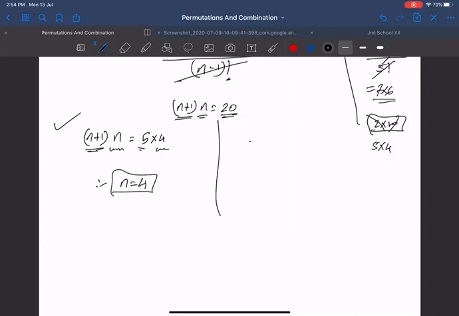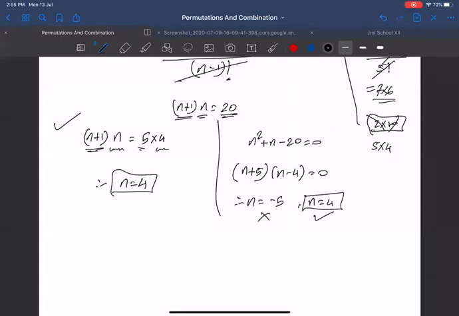But actual way of solving this was n square plus n minus 20 equal to 0 and factorize. So n plus 5 into n minus 4 equal to 0. Therefore n equal to minus 5 or n equal to 4. N cannot be minus 5 because n was a natural number. So it cannot be minus 5, therefore n is equal to 4, and that's the answer. This is the actual way of solving. I'm okay with both the methods, but intuition I showed it to you so that I can use this later on in difficult sums.